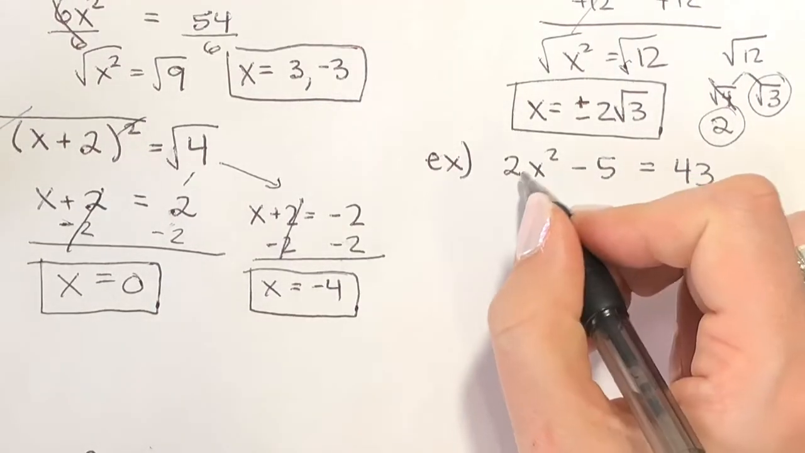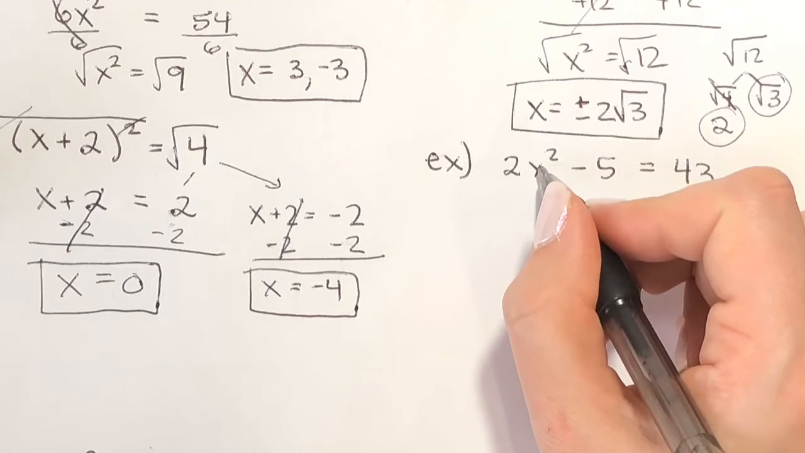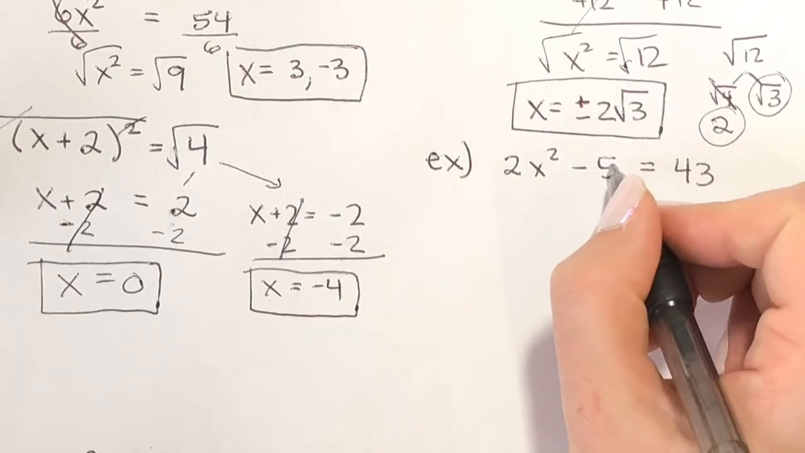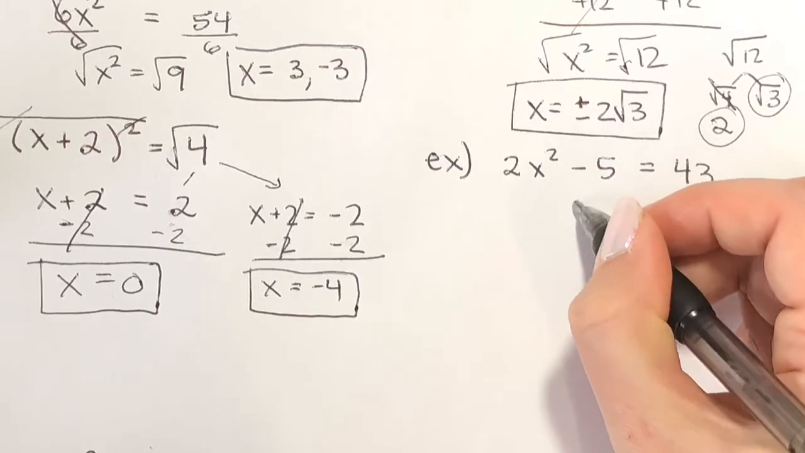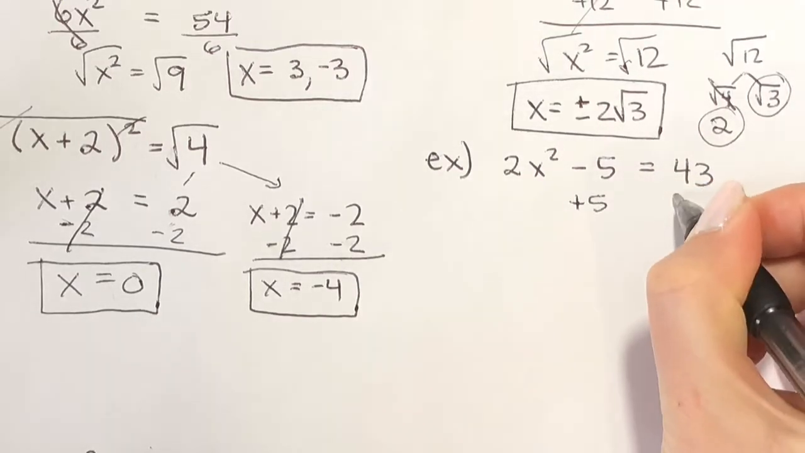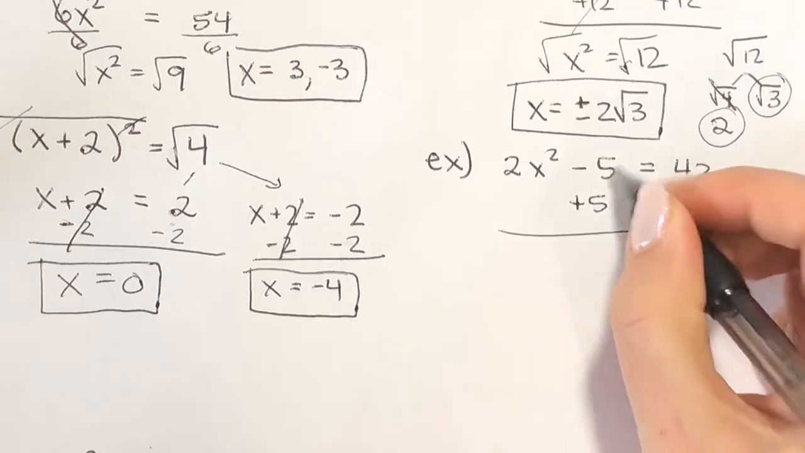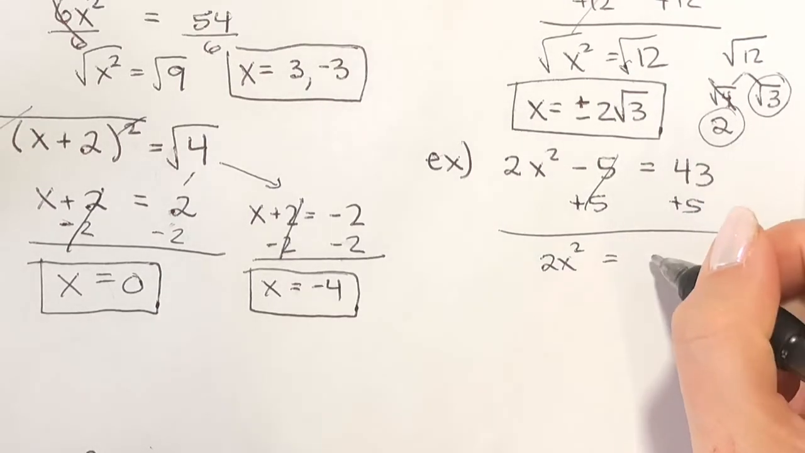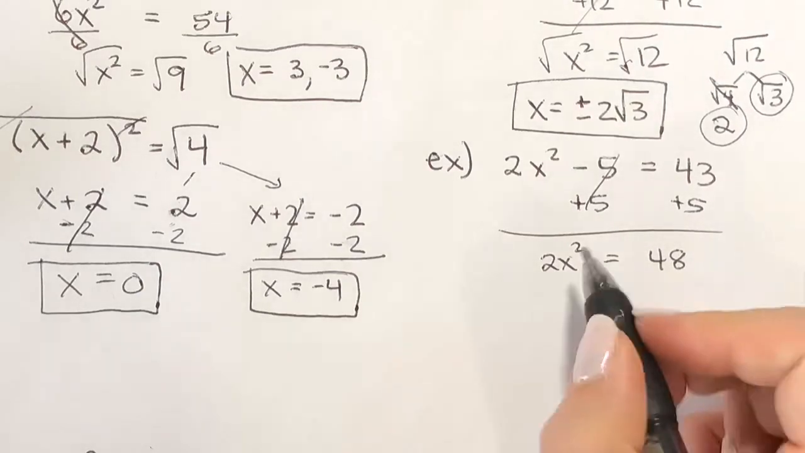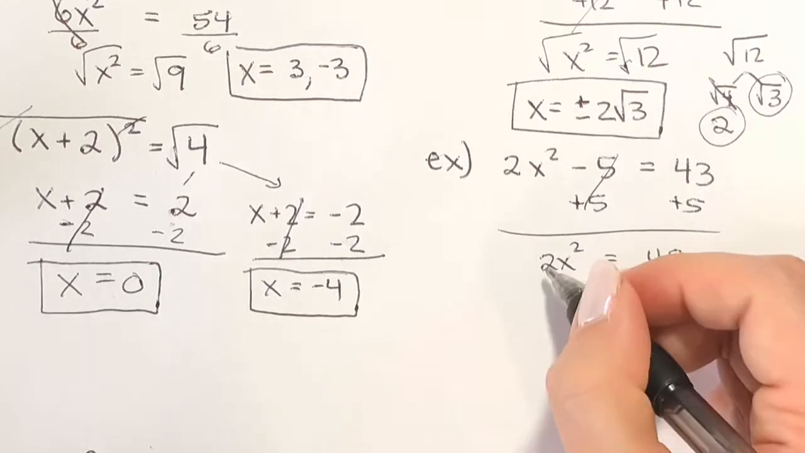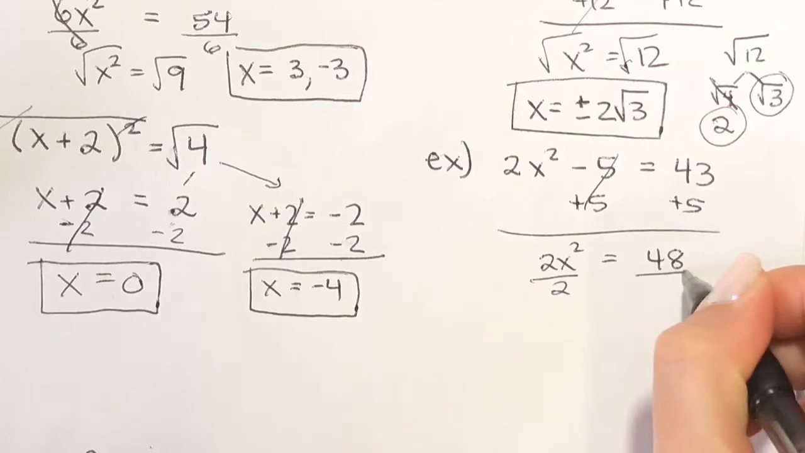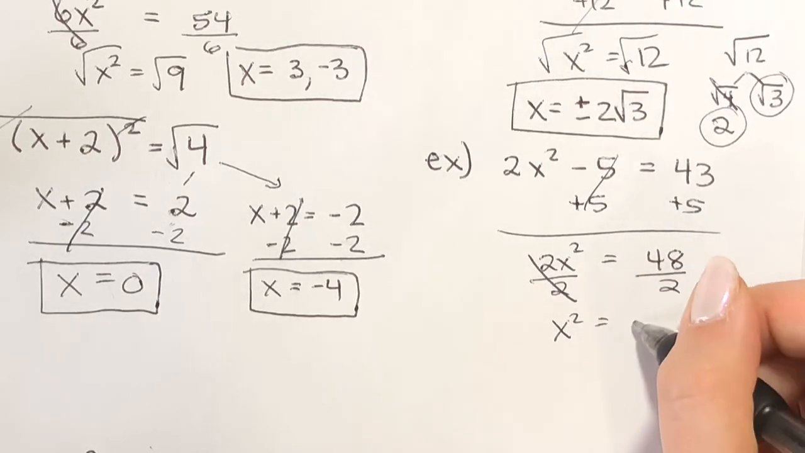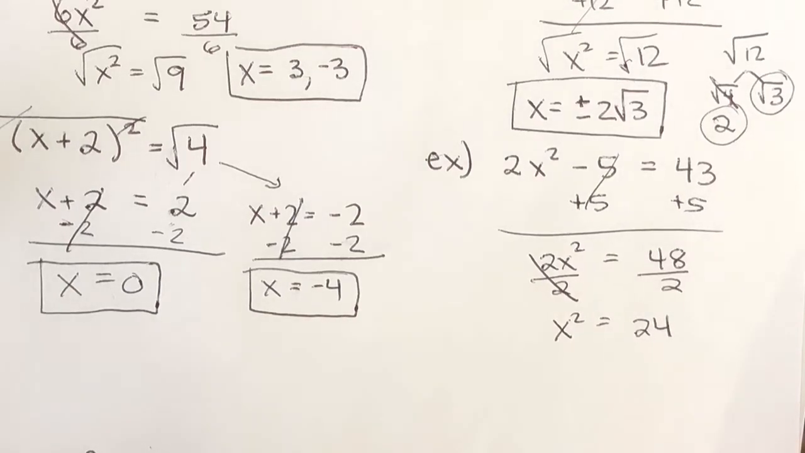So here, we just have the square just on the x, so we're gonna solve normally. We need to get rid of that 2 and that minus 5. We're gonna get rid of the minus 5 first for our order of operations, so we're gonna add 5 here. So we have the 2x squared left, and then 43 plus 5 is 48. But then now to get rid of the 2, we're gonna divide by 2. So we have x squared equals 48 divided by 2, which is 24.